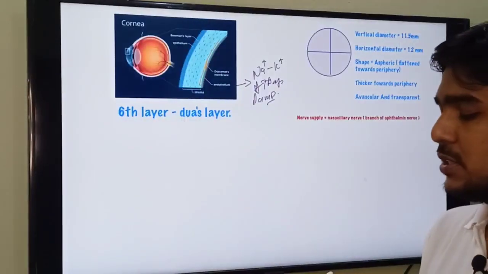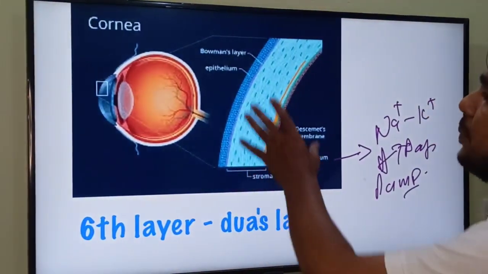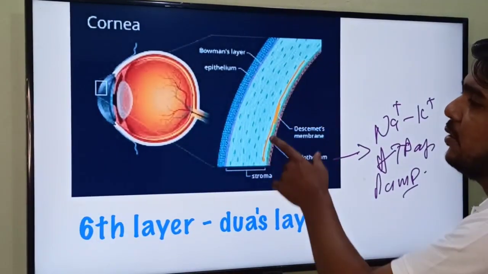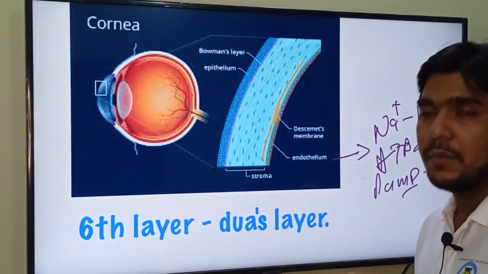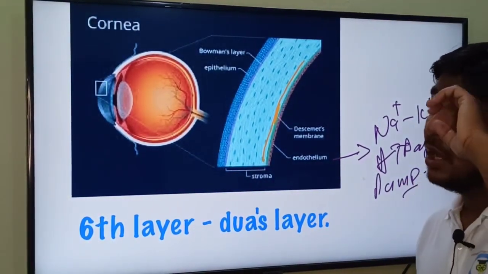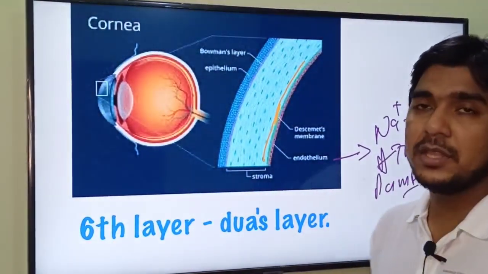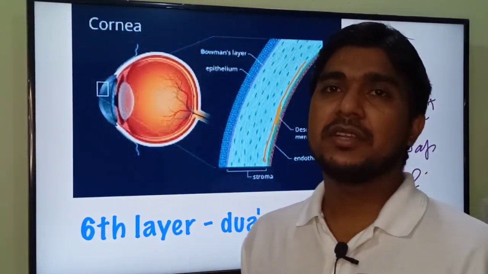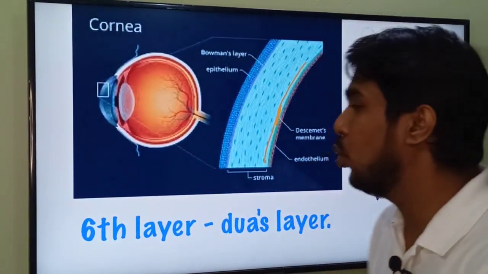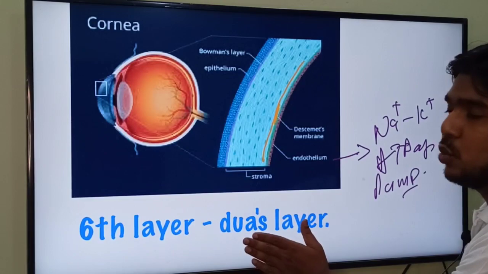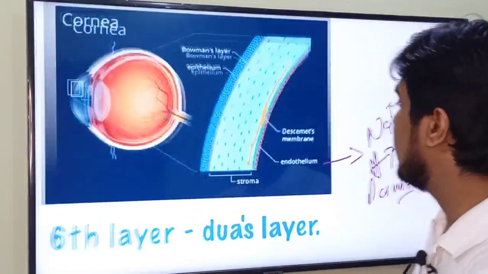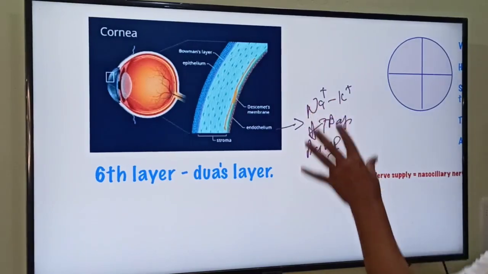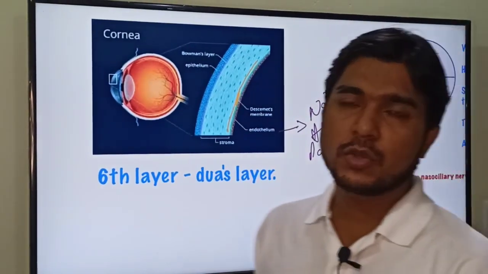Coming to this, this is the typical picture. What is this layer? This is called the Dua's layer. It's a pre-Descemet layer before the Descemet membrane. Harminder Dua is a very great researcher in the field of ophthalmology, after whose name Dua's layer has been credited. The endothelial layer contains the sodium potassium ATPase pump, which is responsible for the avascularity.